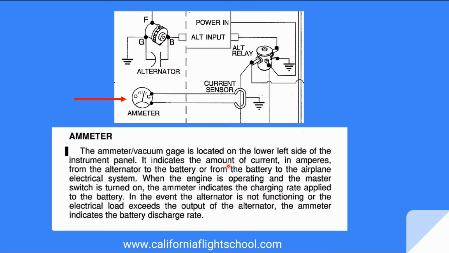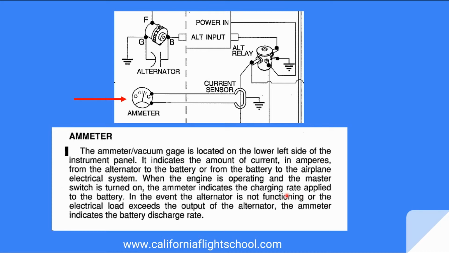For sure, there'll be something about the indication system in your electrical system discussion. In our case, in the Cessna 172, we have an ammeter and a low voltage warning light. That gauge indicates the amount of current in amps from the alternator to the battery. Let's say it would be like a rate of charge indicator, or if the alternator would not be running, from the battery to the airplane electrical system. So basically, it would be like a load meter. It would tell you how many amps we're using.